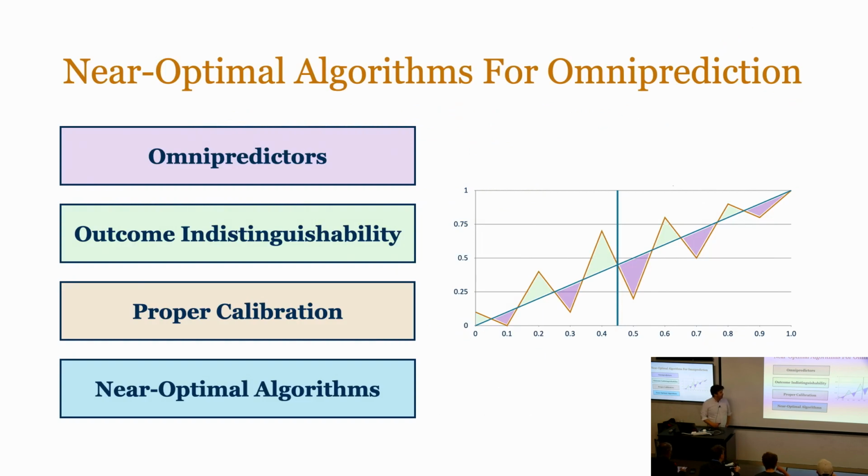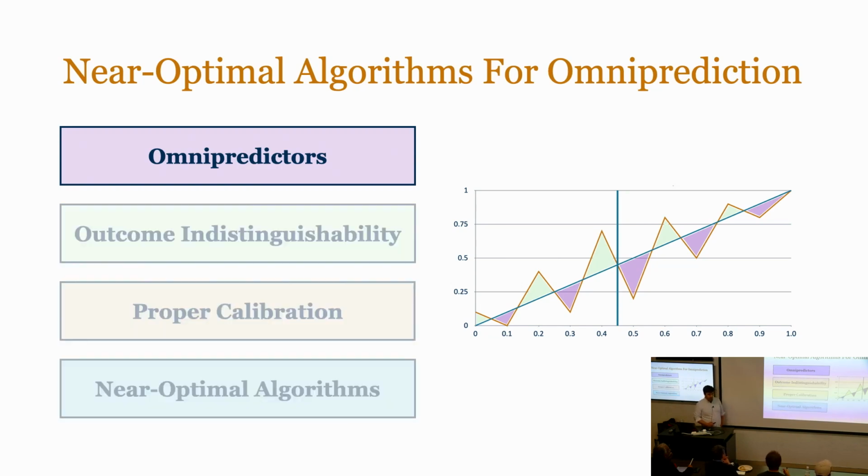So what's the plan for today? Hopefully I'll be able to tell you a little bit about near optimal algorithms for this idea of omniprediction. I'll start by introducing the omnipredictors problem, motivating it, telling you about what's been done, and telling you our results. Then I'm going to get into how we get these results. We'll go through a concept that we call outcome indistinguishability, and a new concept that we call proper calibration. Time permitting, I'll get into how our algorithms actually work and what they look like. Okay, so to start, let's talk about omnipredictors.